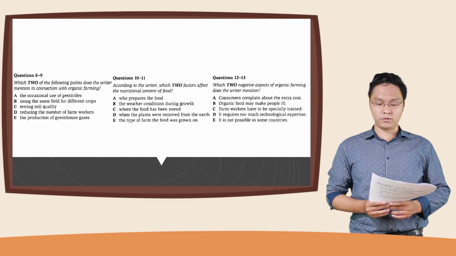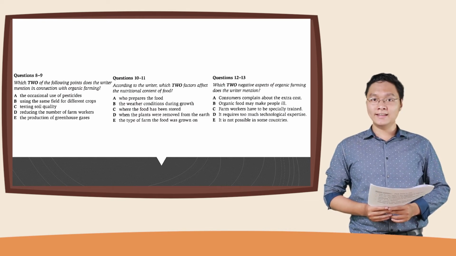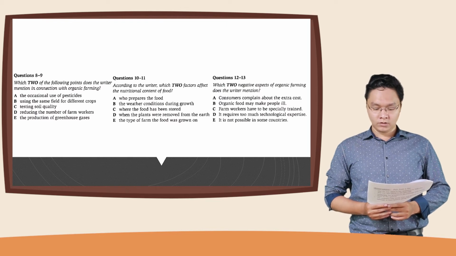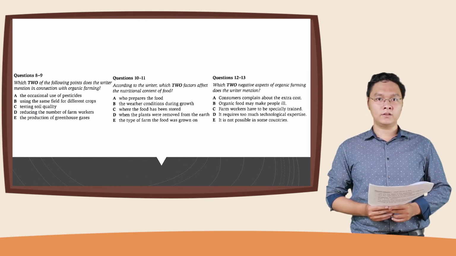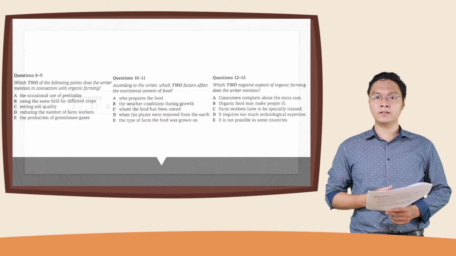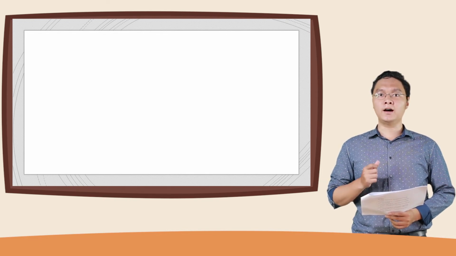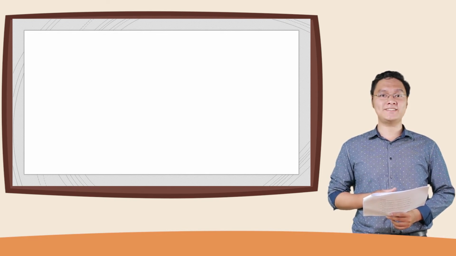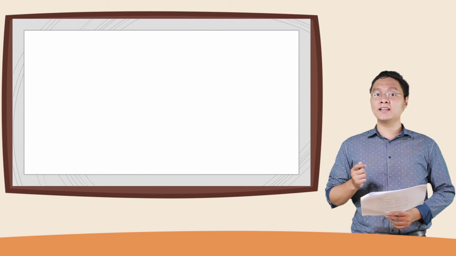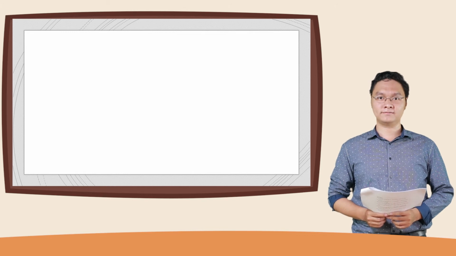Okay. And for question 12 to 13, what would be the keywords? You have negative aspects, organic farming. So you are looking for some negative words. Okay. So now give yourself some time to do the reading. Pause the clip for around 20 minutes and do it. Later, I will show you the answers with some explanation.